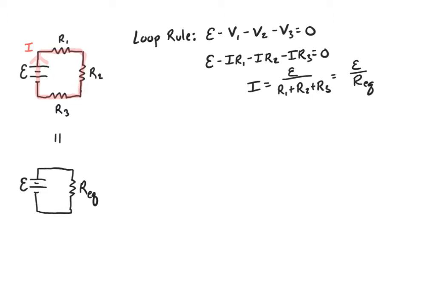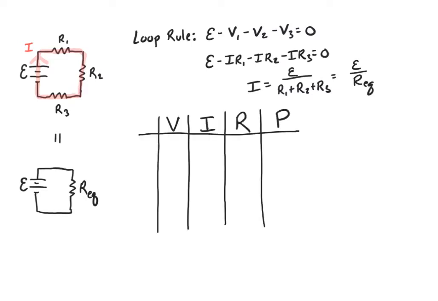For example, we just once again calculated the total current through the circuit starting from the loop rule, but it can be a little bit messier, especially when we start dealing with circuits that are a little bit more complicated. And so a tool that I strongly recommend using is called a VIR chart, or sometimes a VIRP chart if you include power. Here's what you do.